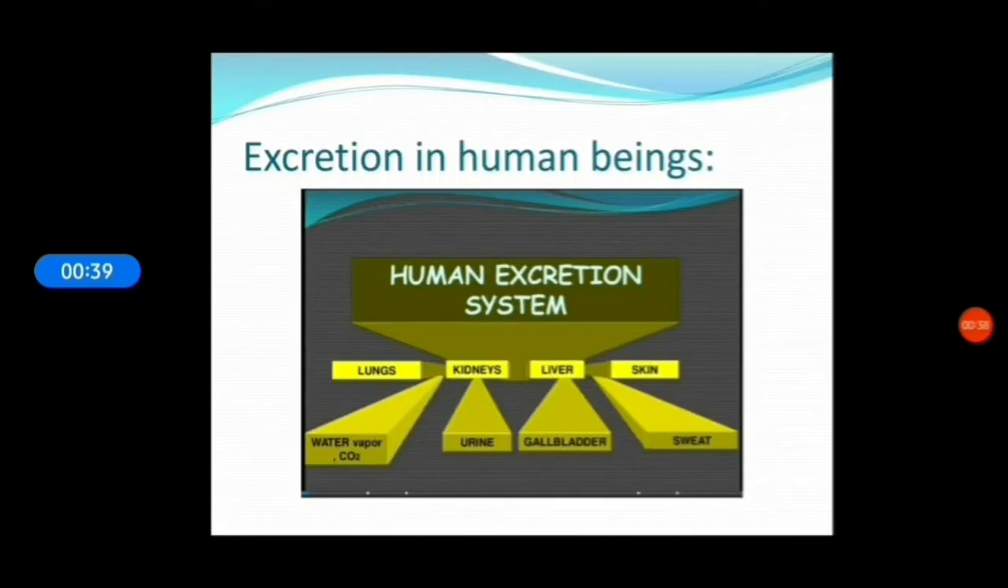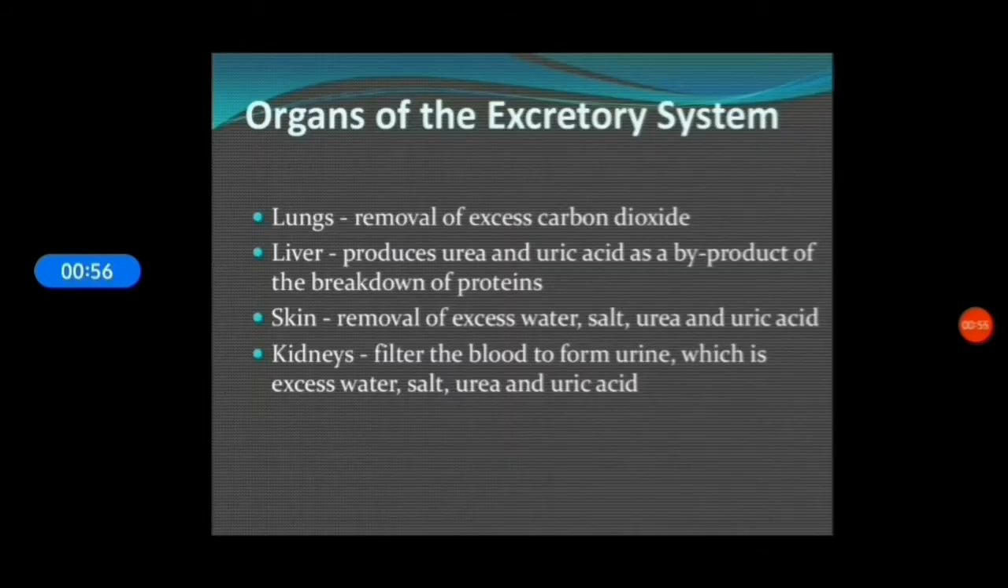The major waste products produced by us are carbon dioxide and urea. Carbon dioxide is produced by the process of respiration and urea is produced by the decomposition of unused proteins in the liver. These are different organs which remove the waste from the body. These are lungs and kidneys. Our lungs excrete carbon dioxide and kidneys excrete urea.